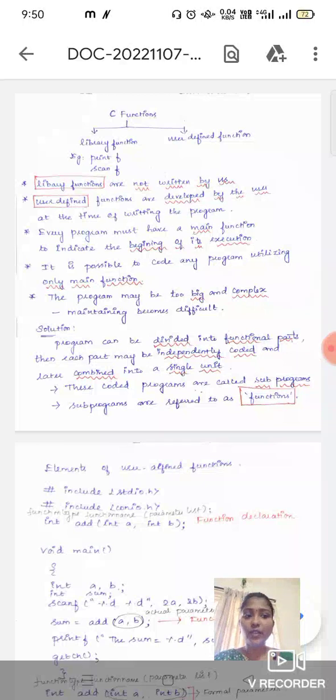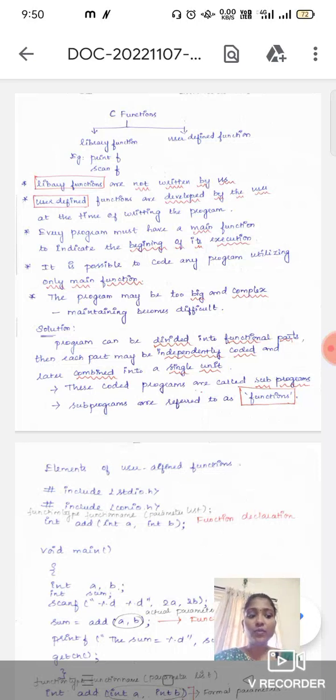So in this video we are going to see about user defined function. C functions are categorized into two: one is library function and the other is user defined function. Library functions are not written by us, for example printf and scanf, which we are using for our programs. Next is the user defined function. User defined functions are developed by us at the time of writing the program.